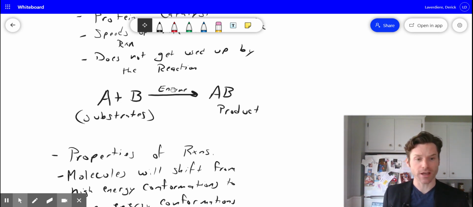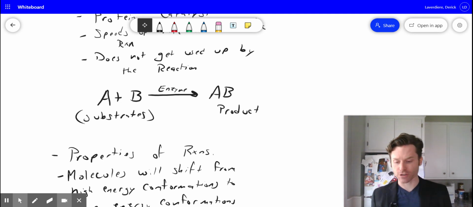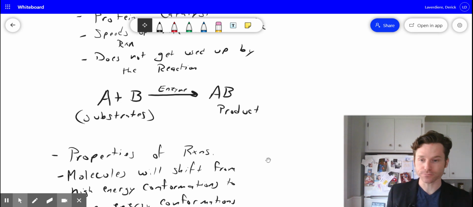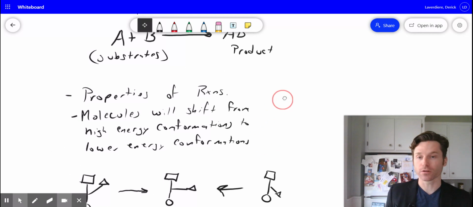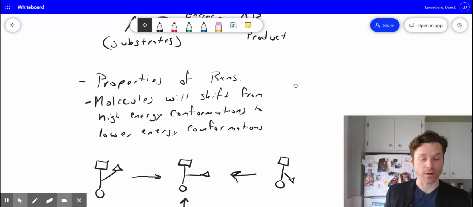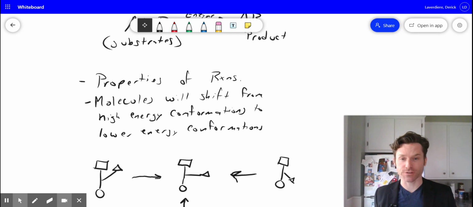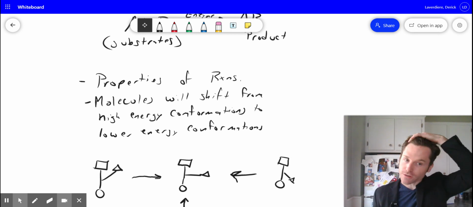The enzymes cannot make reactions that would not occur naturally happen. So these reactions do occur on their own. It just makes it happen a lot more quickly. So looking at how enzymes actually mechanically function, we have to look at the properties of reactions that they manipulate in order to speed up the rate of those reactions.